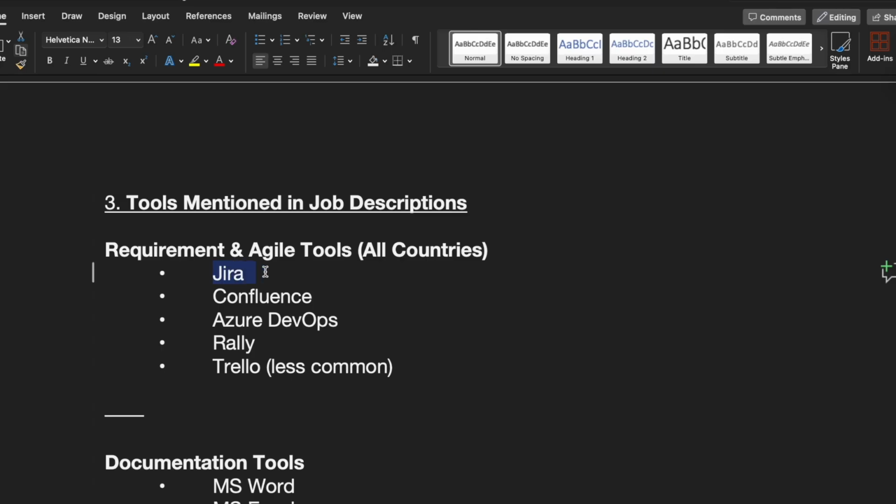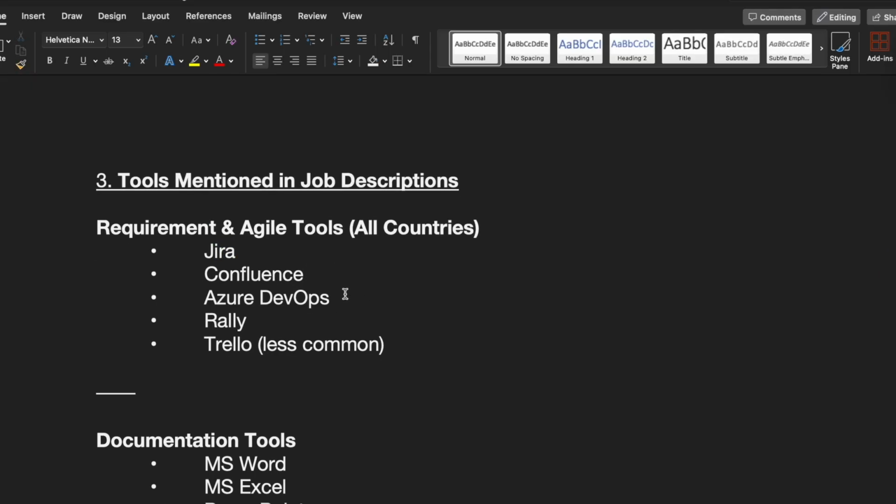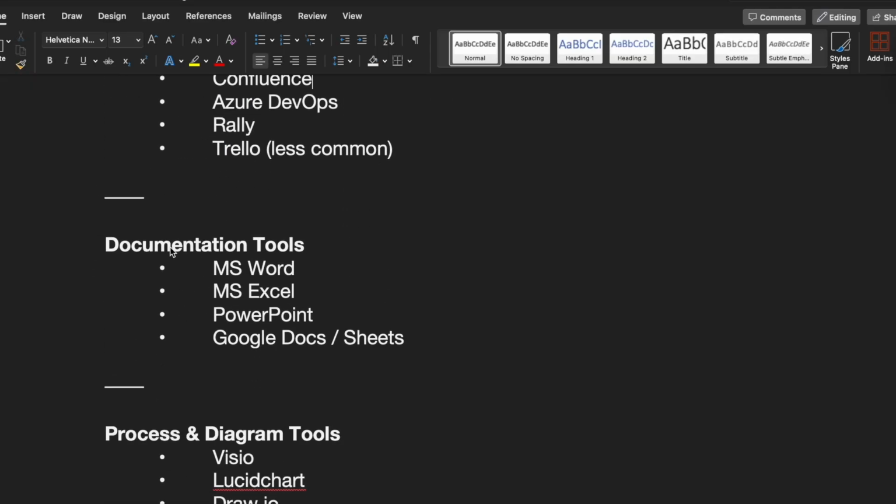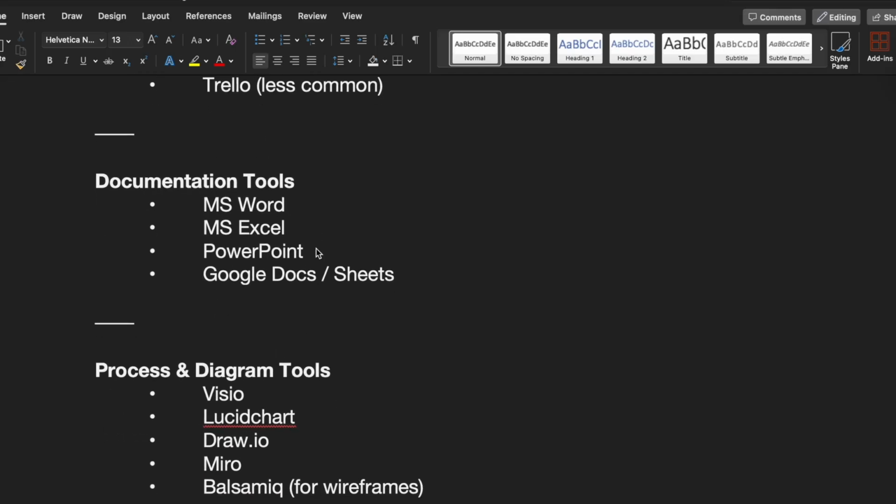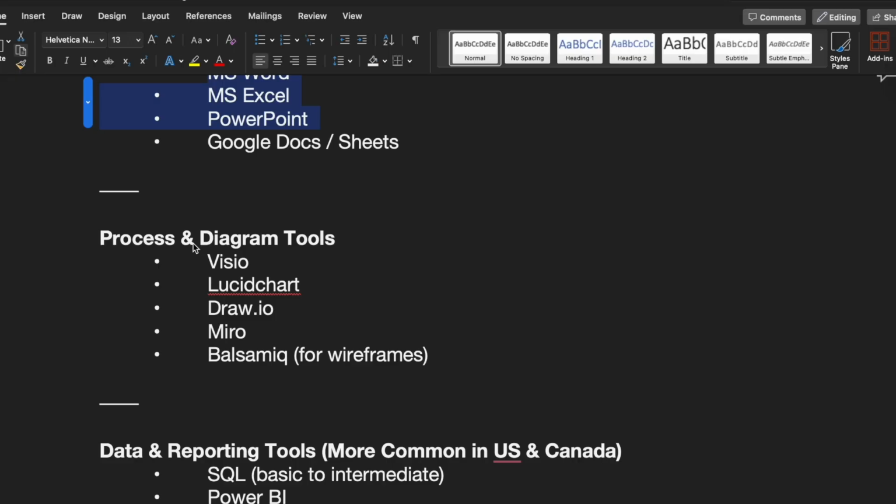Next one, the project management tool. It's pretty much free. You can use your Gmail account to log into Jira and Confluence. Here is where you write your user stories, and this is where you document your project details. Some other tools are mentioned in other countries, but mainly focus on Jira and Confluence. These are the common tools.